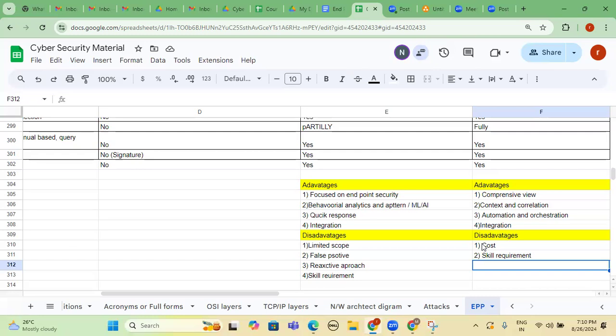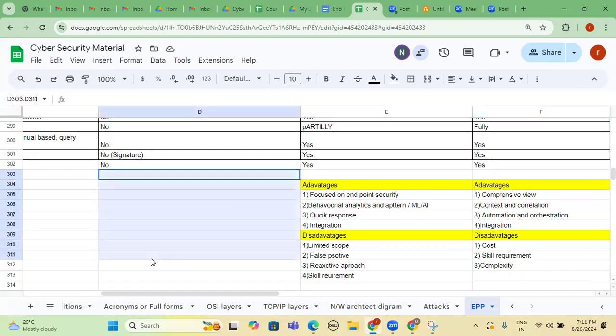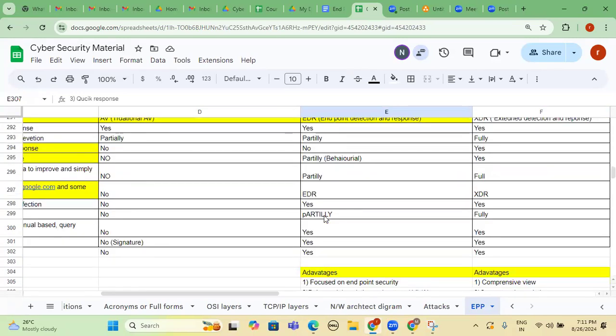And complexity. As compared to EDR, it's a little bit more complex because here we have to plan the automation and also the automated response. So these are the main differences between antivirus, EDR and XDR, and this concept is not applicable to antivirus itself. Okay. Now, how can we expect the interview question?